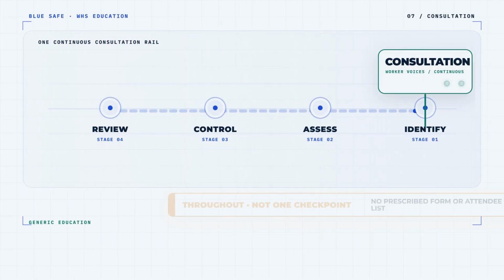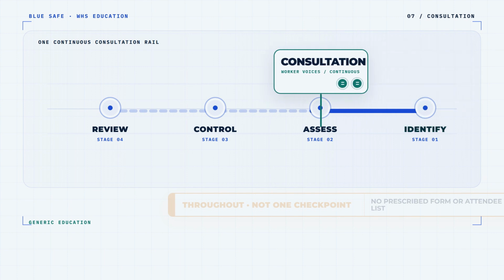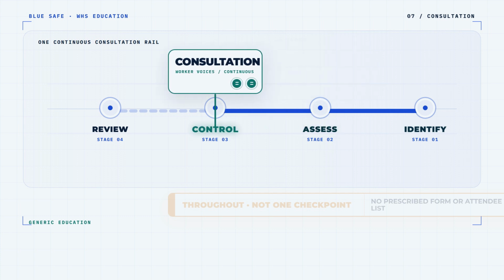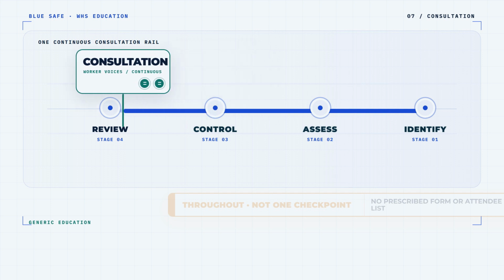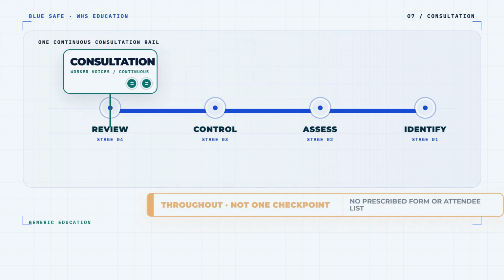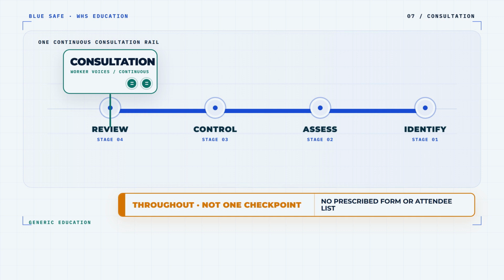Consultation belongs around the full cycle, not at a single checkpoint. The approved message is that workers are consulted throughout identification, assessment, control, and review. This animation does not prescribe who must attend, what form to use or how a particular workplace must record consultation. It shows only the approved relationship between consultation and the ongoing cycle.